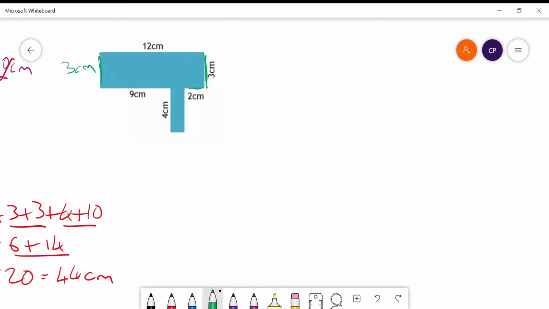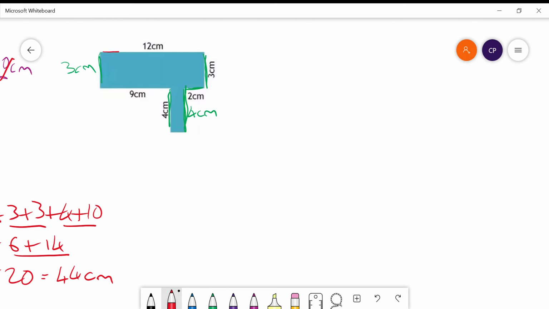Now this is 2 centimetres here. That's not going to help us anything just yet. We've got this one here is missing, but actually it's the same as this opposite side, so this must be 4 centimetres. Now there's only one more that's missing. I'm just going to change the colour of my pen.